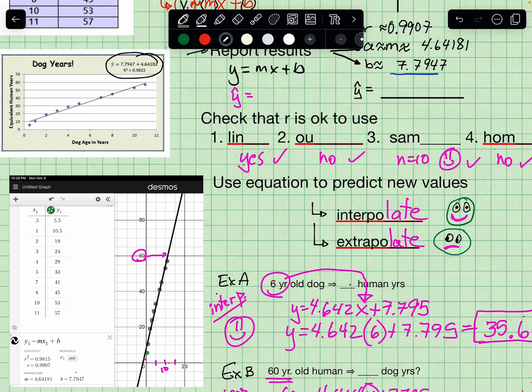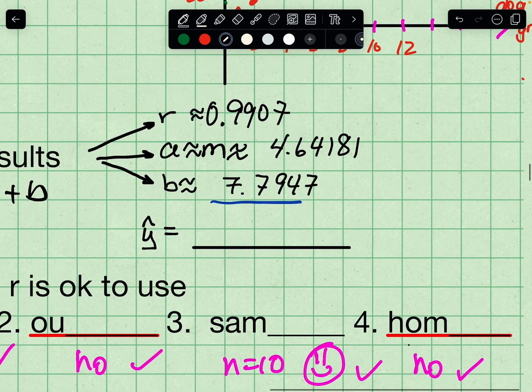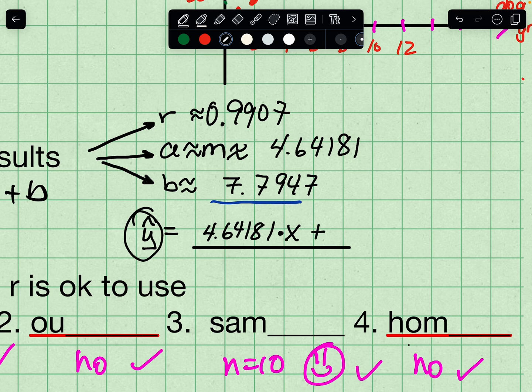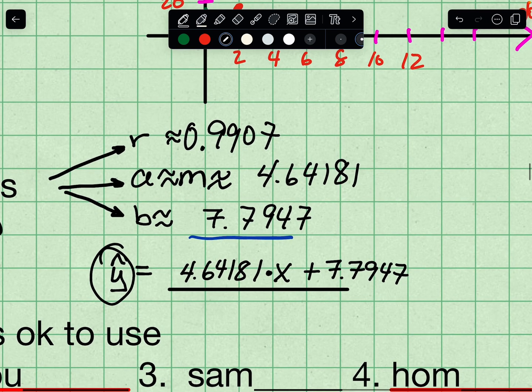So now we can write the equation. Y hat is equal to the slope, okay, 4.64181 times x plus b, my y-intercept. And before I walk away from this, I need to interpret a couple things, the r value. It tells me this is a really strong and positive correlation.